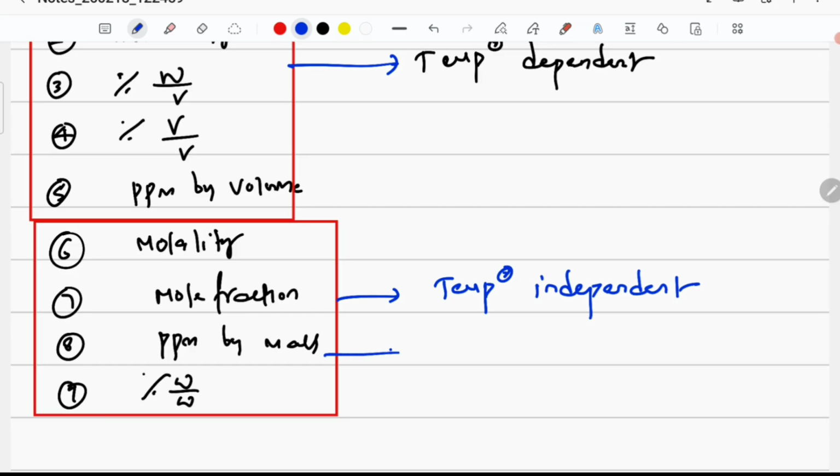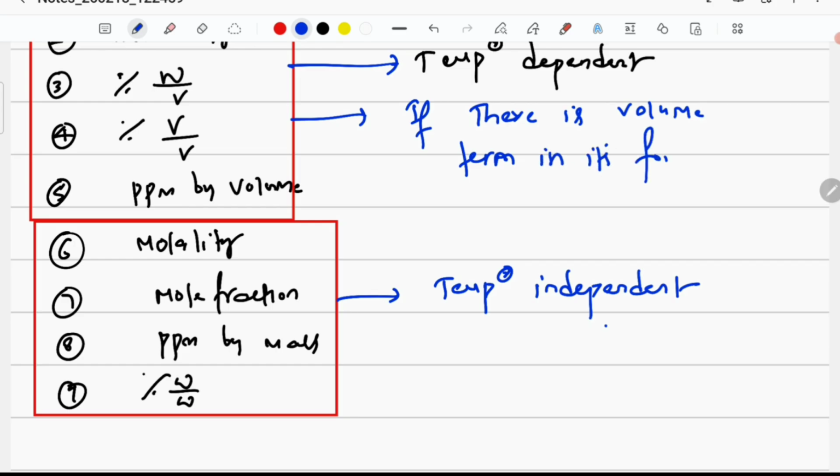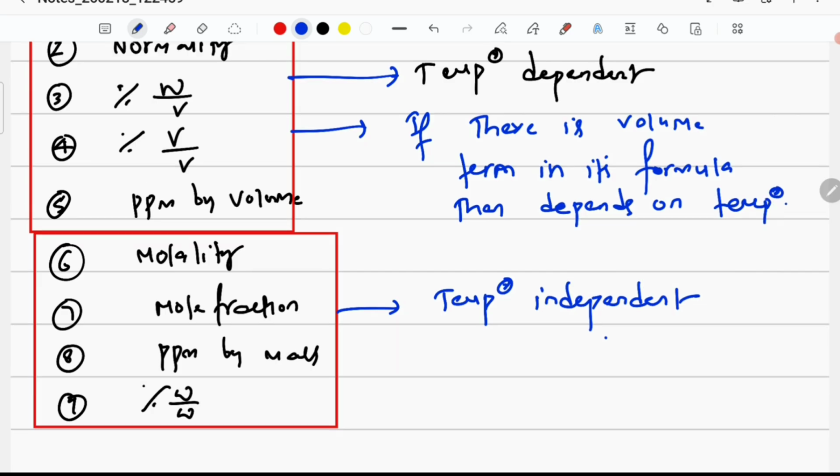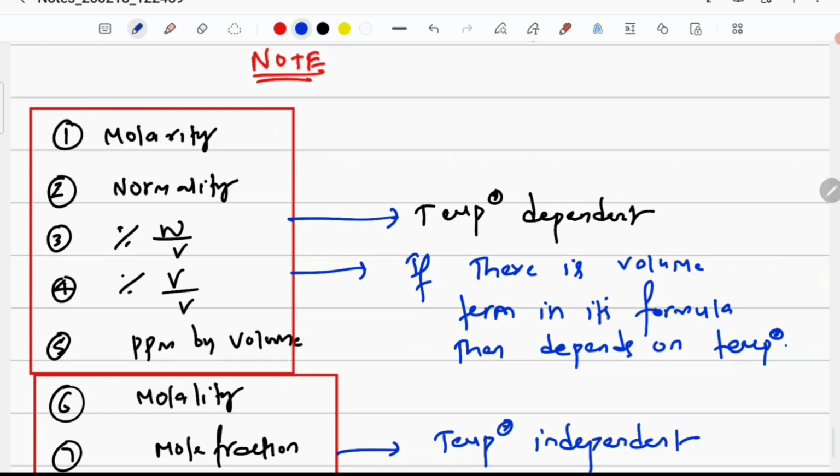How? Because these depend on volume. There is a volume term. So remember, if there is a volume term in its formula, then it depends on temperature. Under the note you mention it, an important question it is.